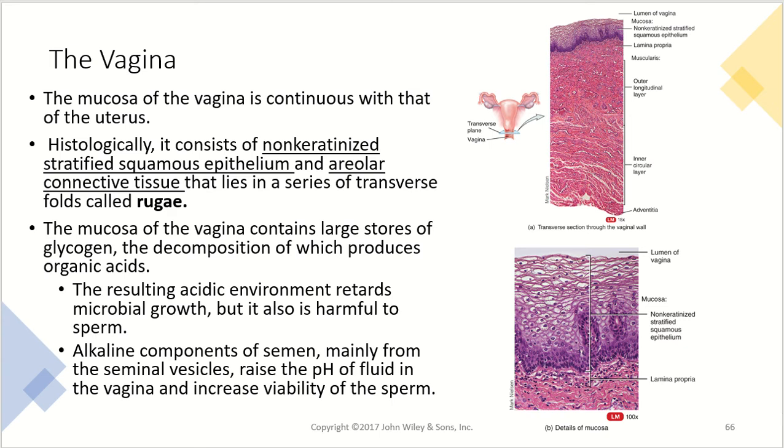This results in an acidic environment that slows microbial growth. But as a drawback, it's harmful to sperm. So in order to combat this, the alkaline components of semen, mainly from the seminal vesicles, help to raise the pH of the fluid in the vagina, and this increases the viability of the sperm once they've entered the vagina.